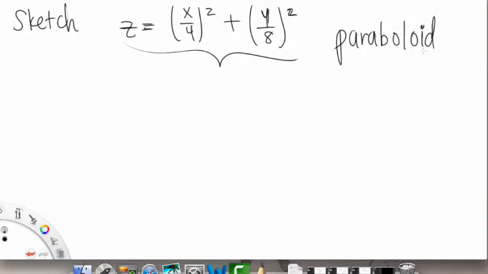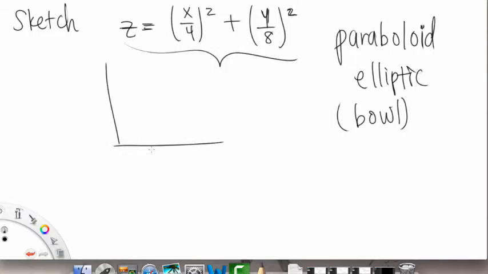And since they're being added to each other, as opposed to being one minus the other, this is going to be an elliptic kind. So this is going to look like a bowl, right? So this will look like a bowl, and this is upwards pointing since they're both positive, okay?